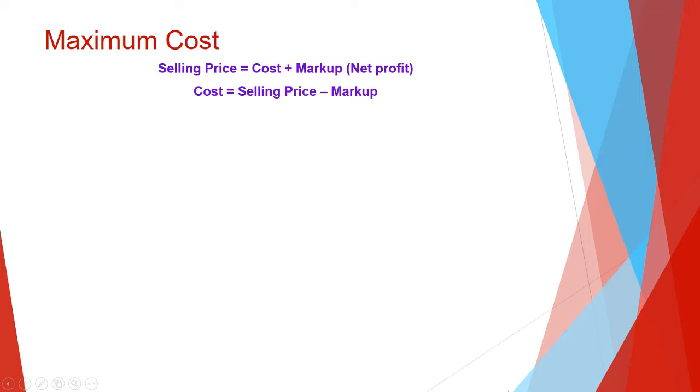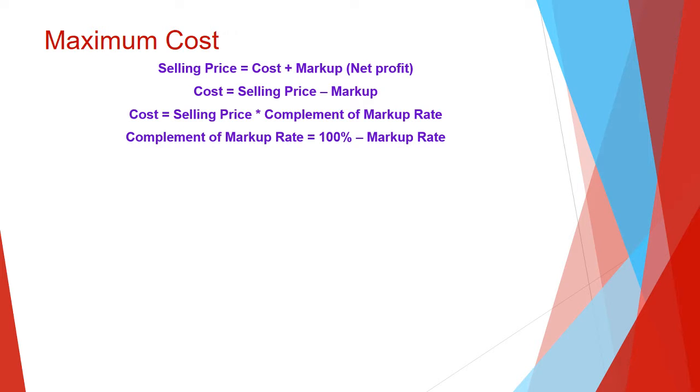Maximum cost. To find the selling price, we can use cost plus the markup or the net profit. And cost is the selling price minus the markup. We can also find cost using selling price times complement of markup rate. Complement of markup rate, you should know this formula already, but I'm putting it in here again. It is 100% minus whatever the markup rate is.